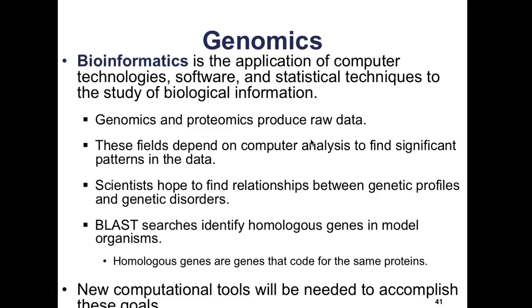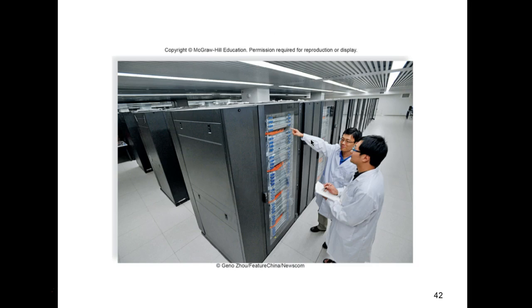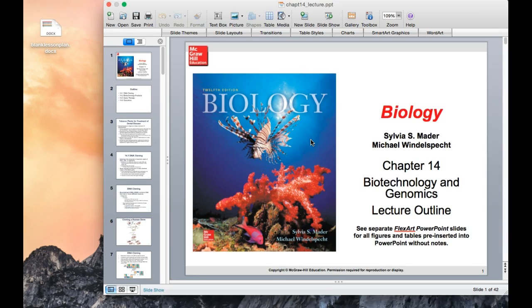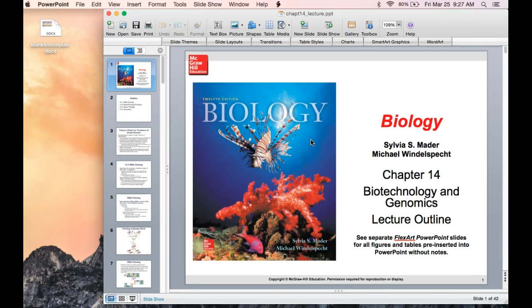There's this thing called BLAST, and BLAST searches identify homologous genes in model organisms. Homologous genes are genes that code for the same proteins. Basically, new computational tools will be needed to accomplish these goals. And here you could see a facility that is collecting such data.